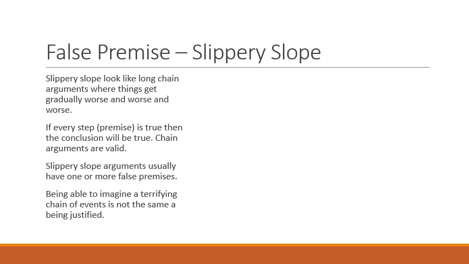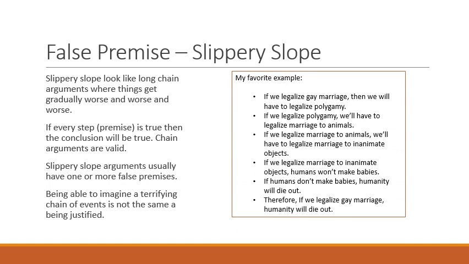The reason it usually ends up being false is that just being able to imagine a terrifying chain of events is not the same as being justified in believing that this chain of events is going to come to pass. So just because you can link a bunch of things together doesn't mean that they necessarily have to follow if you set that chain into motion. So here's my favorite example.